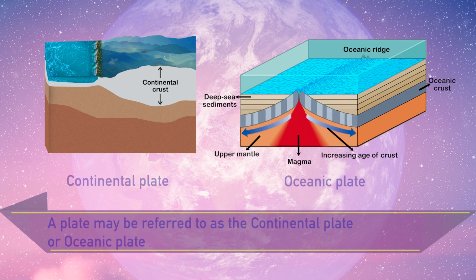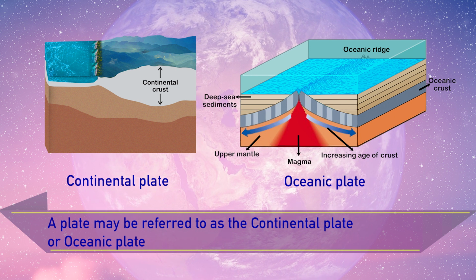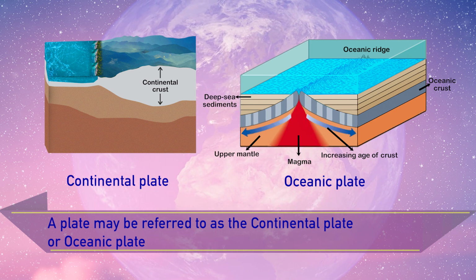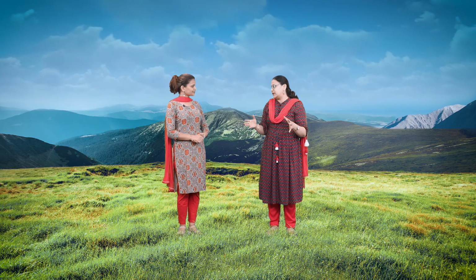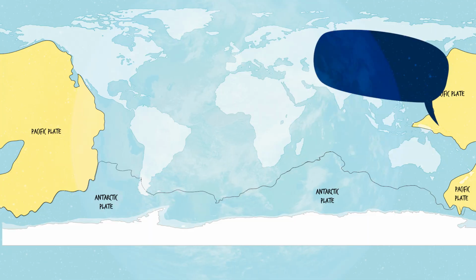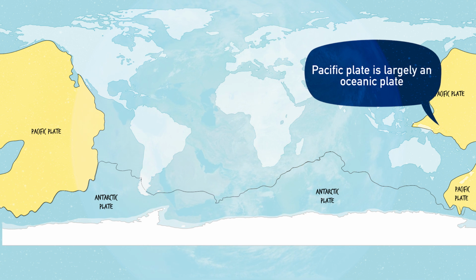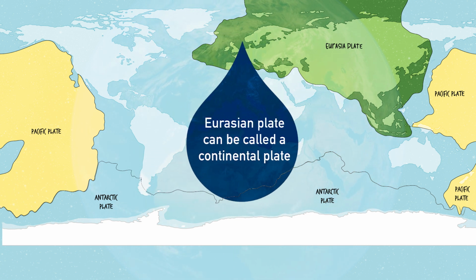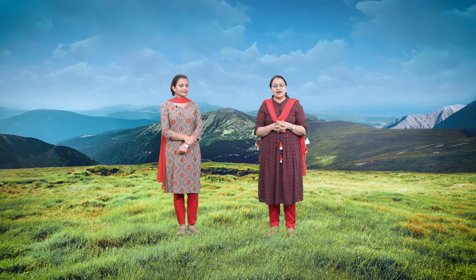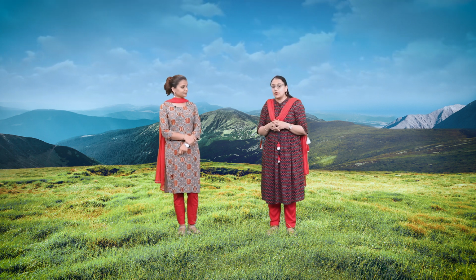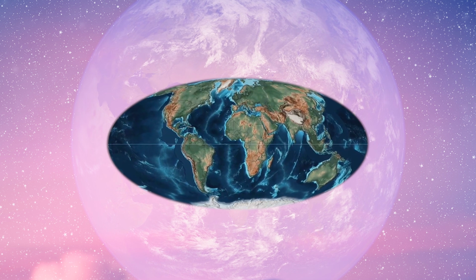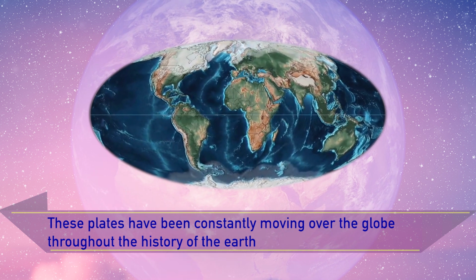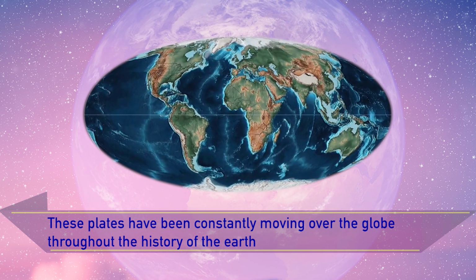No, a plate may be referred to as the continental plate or oceanic plate, depending upon which of the two occupy a larger portion of the plate. All right. For example, Pacific plate is largely an oceanic plate, whereas the Eurasian plate can be called a continental plate. Okay. In fact, these plates are not static, but they keep on moving. These plates have been constantly moving over the globe throughout the history of the Earth.